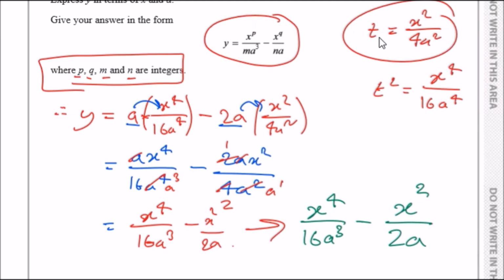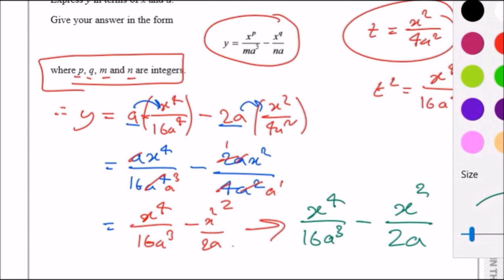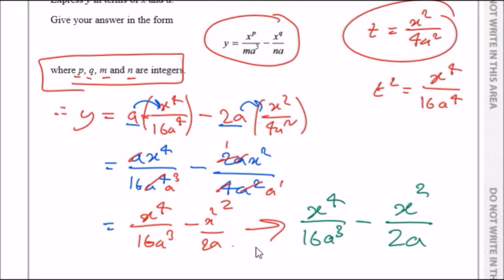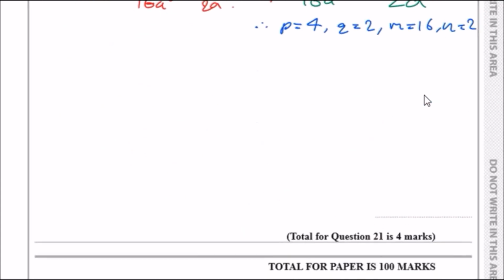Hey, it looks like we did it. So we got P, which represents 4, Q, which represents 2, M is 16 and 3 is there, and N is finally 2. So we can say therefore, let me just put the letters next to it. P equals 4 here, Q equals 2, the next one M equals 16, and N equals 2. And that's it. I think we're done.